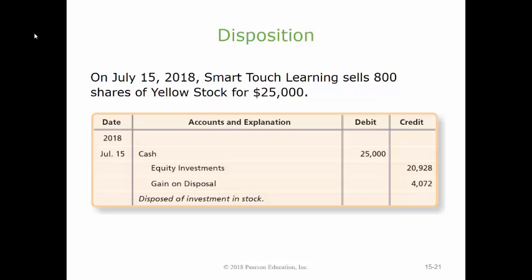I have always booked it as gain on investment sale. As long as you have some terminology in there that makes it clear to people to know exactly where that gain is stemming from, I'm not picky about what you call it. So in that case, this entry is $4,072.